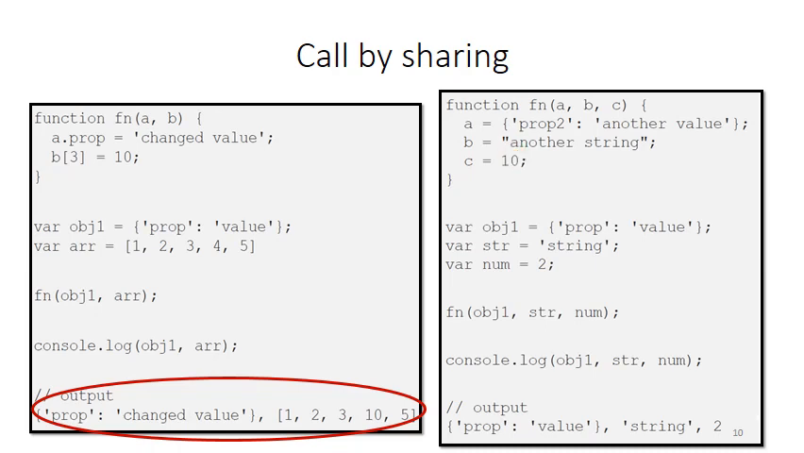So after you return from the function, when you execute the statement console.log(obj1, str, num), it will print only the initial values. Notice that the initial value of obj1 was prop: value, that will get printed. The initial value of str was string, that will get printed, and the initial value of num was 2, that will get printed. Nothing will be changed because in the case of the object we are doing a reassignment which will not work, and strings and numbers are immutable in JavaScript. So changes made to them will also not be reflected back in the caller. So this is call by sharing.